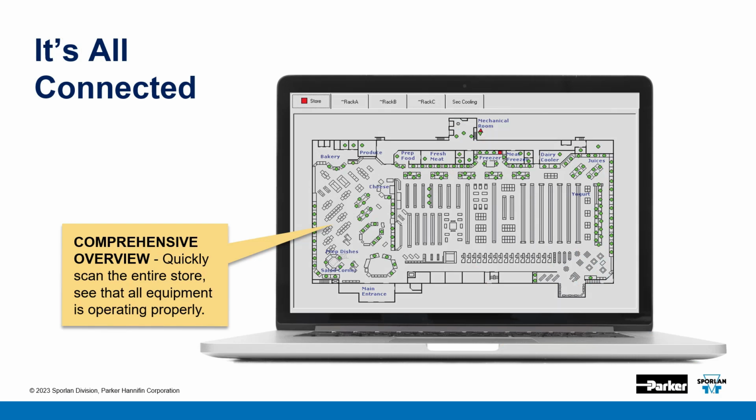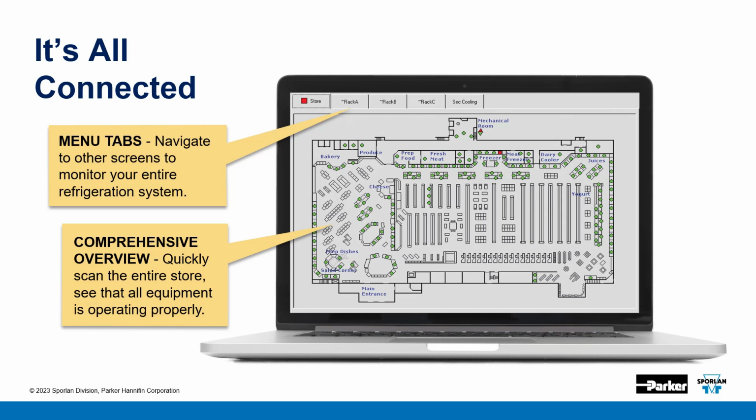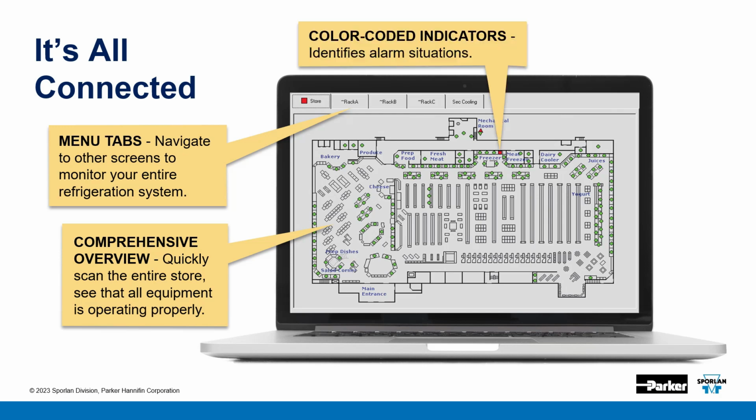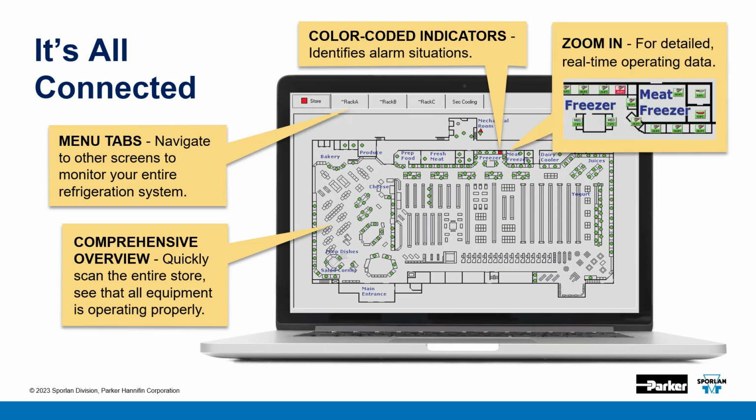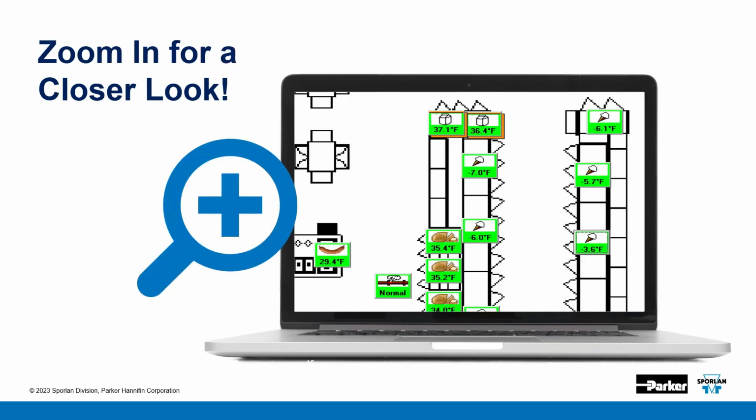So with Microthermo Alliance, it's all connected. When you log in, you go to the main landing page, which is a floor plan of the store or facility, and you get a comprehensive overview. You can quickly scan the entire store to make sure that all of the equipment is operating properly. You get a menu tab across the top, which guides you to other screens so that you can monitor your entire refrigeration system. The floor plan is color-coded and easily identifies alarm situations, and then you can zoom in for real-time operating data with just one left click.